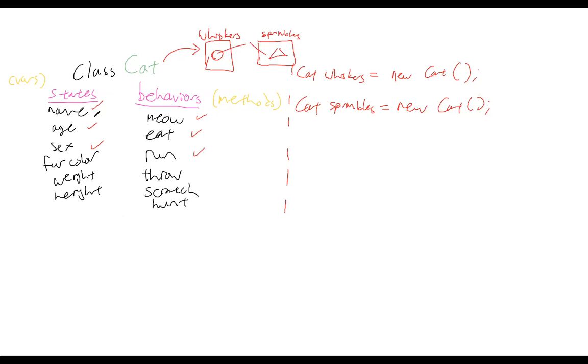Whiskers has a name variable, age variable, sex variable. All that stuff is going to be different values, well, at least some of them will be different values than Sprinkles. These are separate instances, right? If we think about it, this class Cat is like a blueprint, and then these are implementations of that blueprint.